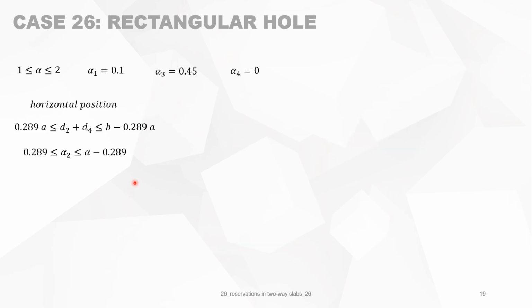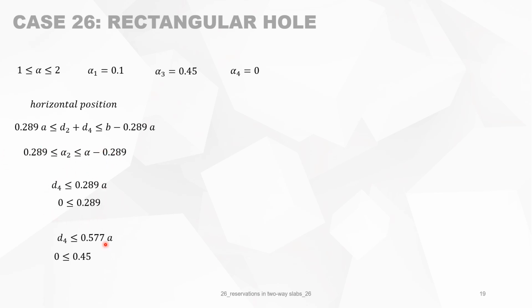We will check if case 26 is applicable. This is the horizontal position. We do not know because we use it as a variable in our problem, the B and A. So the alpha, which is B over A, we do not know, and alpha 2, that is the parameter that we are looking for. So this is a condition on alpha and alpha 2.